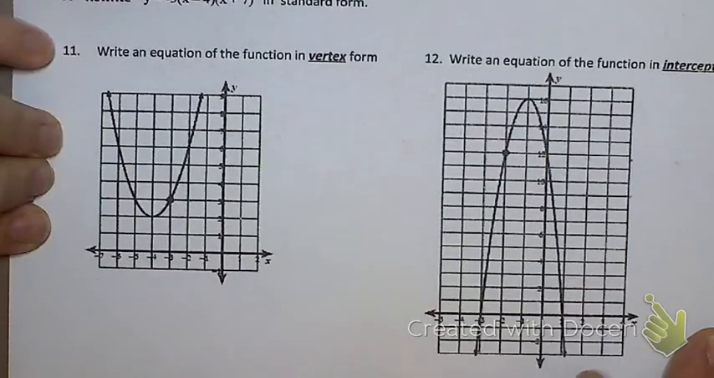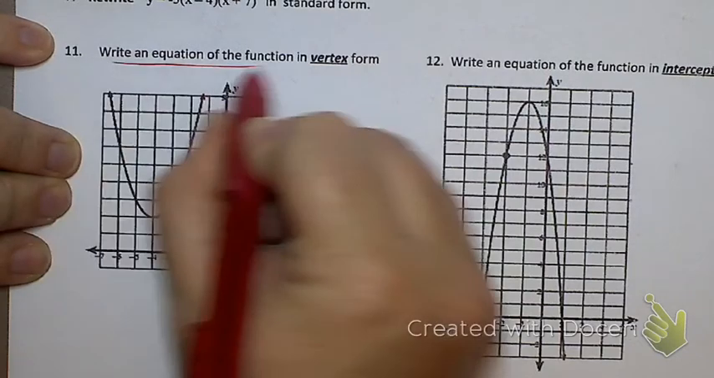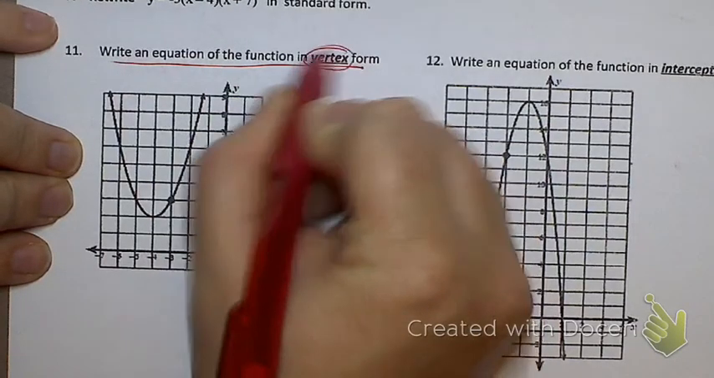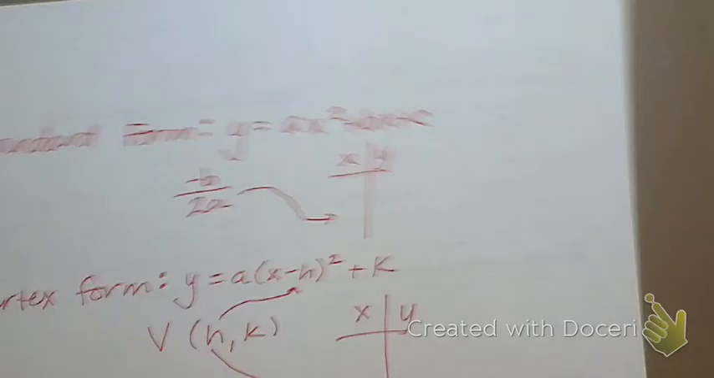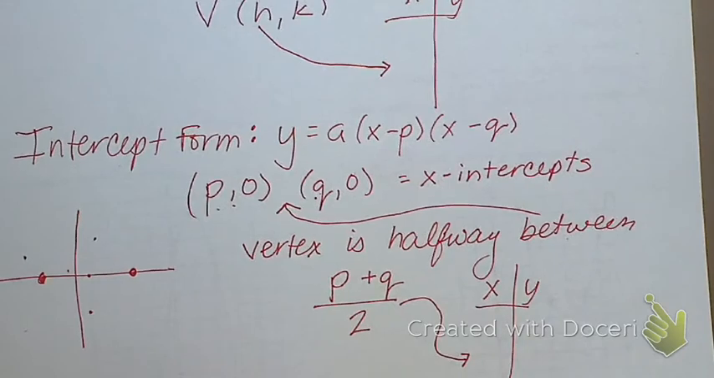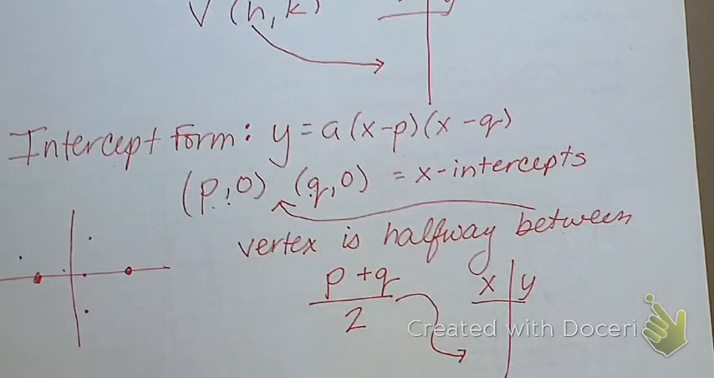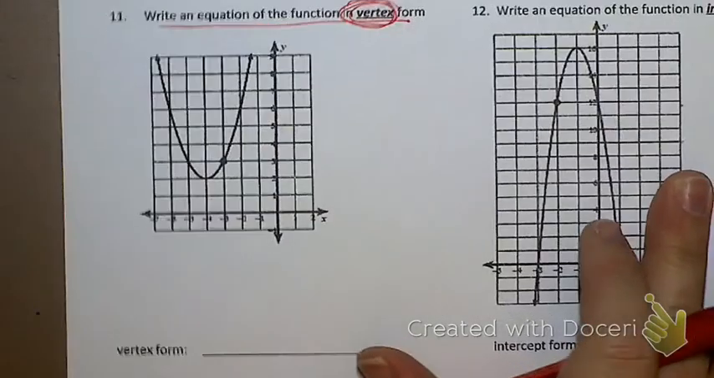All right, so write an equation of the function in vertex form. I'm getting the impression that it's going to be important for you to know the difference between these 3 forms. Are you getting that impression, hopefully? Of course. Okay.